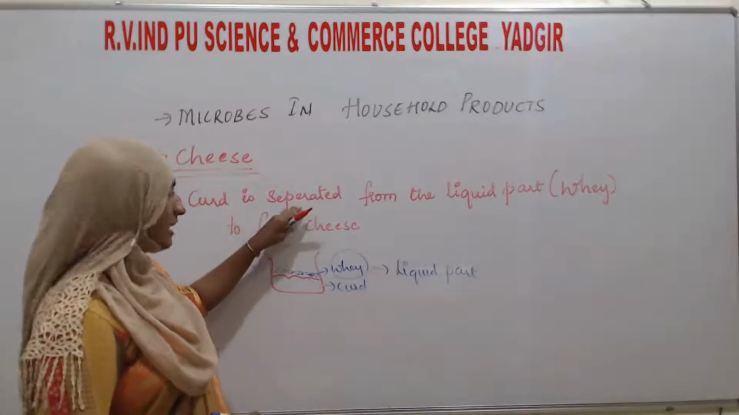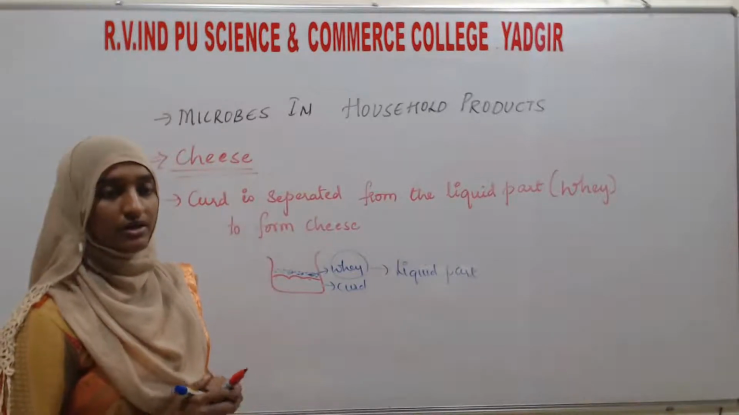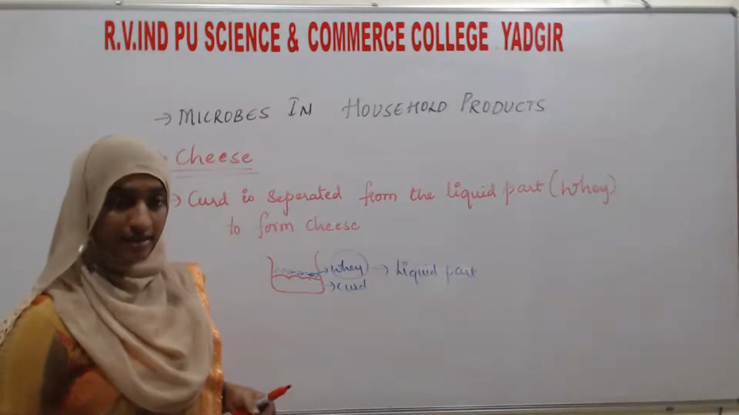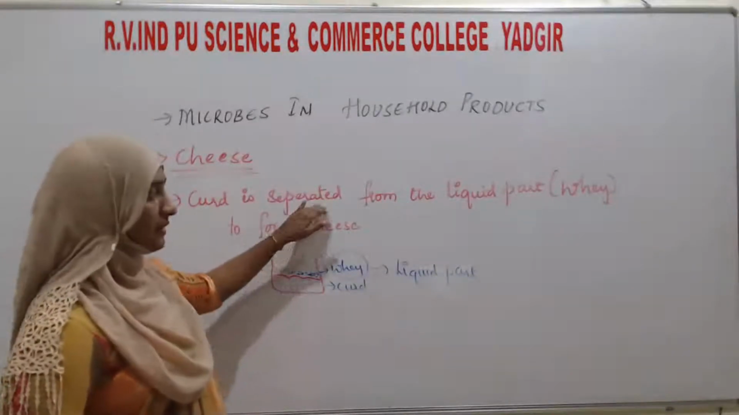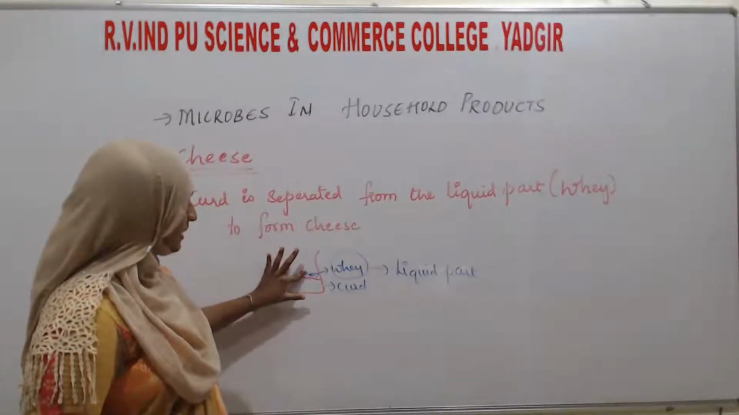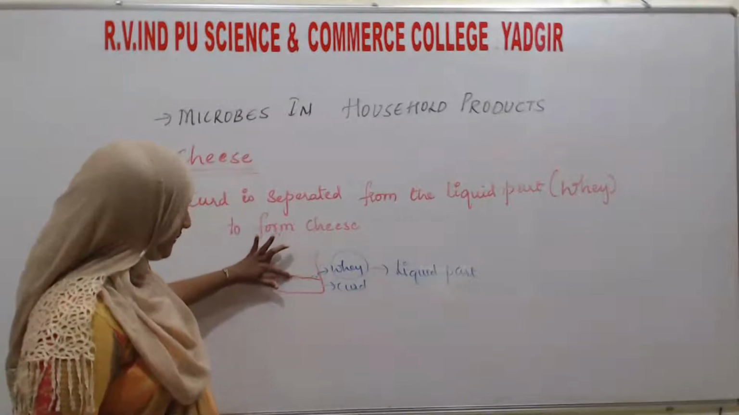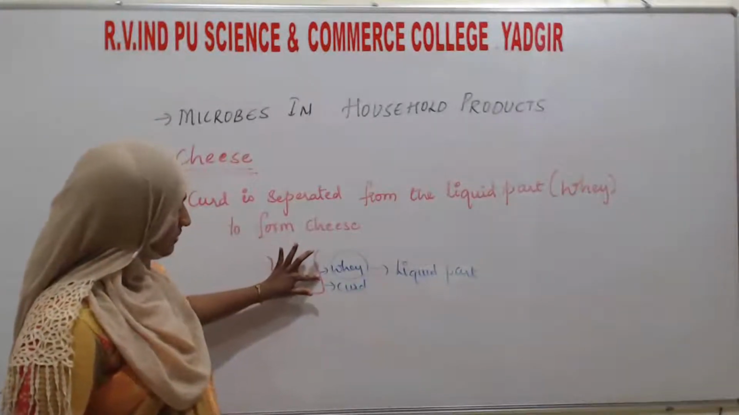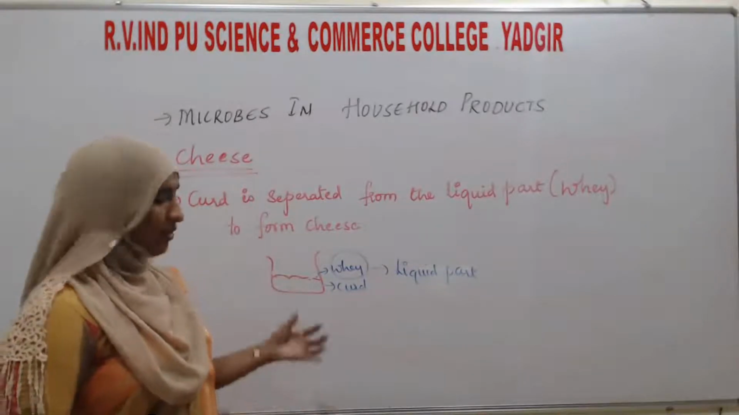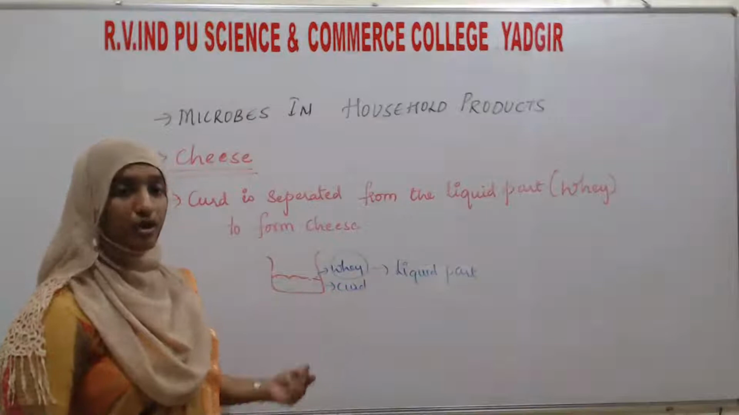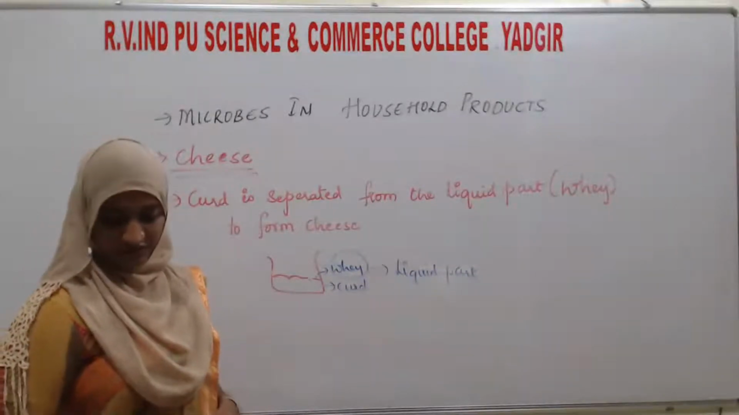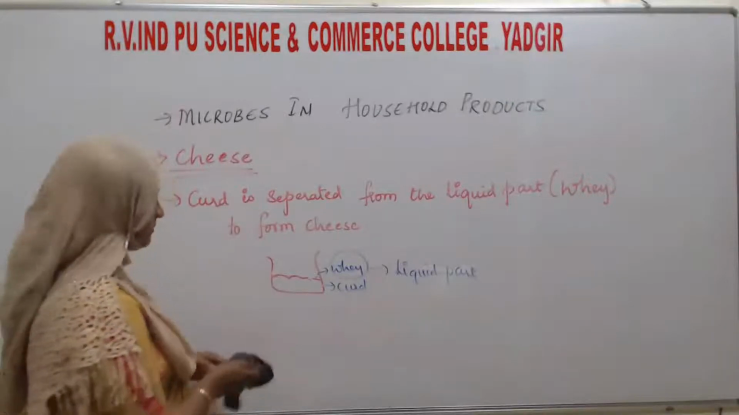So how is the cheese formed or prepared? Cheese, which is a household product as well as a dairy product, is separated from the liquid part. The curd is separated totally from the liquid, and the whey is removed from the curd. The solid part, the pure curd, is taken to prepare the cheese. So let's see about the cheese.